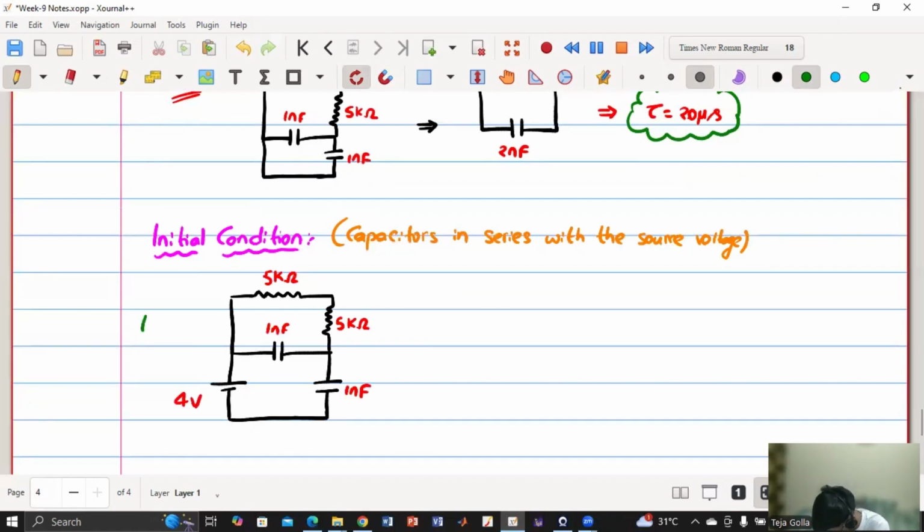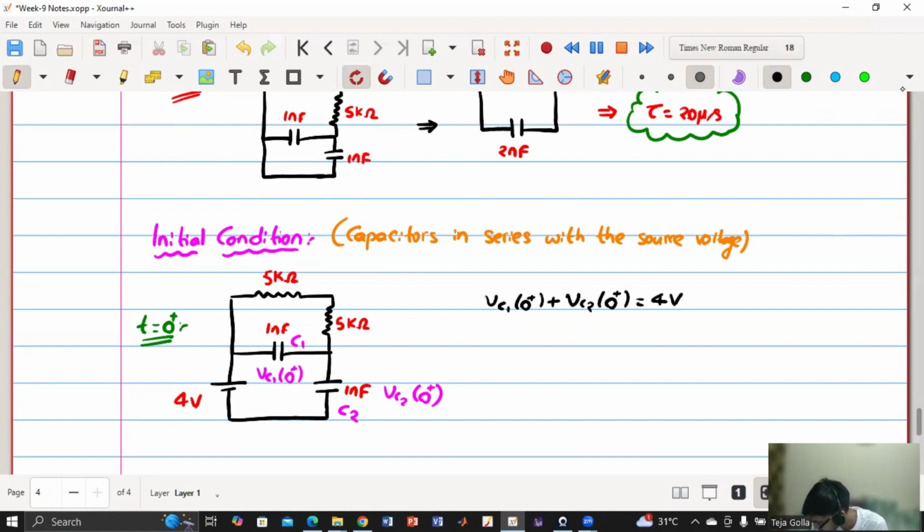So now I have considered the case of t equals to just 0 plus. So what happens is, if you see, this is VC, so I'll call it C1, I'll call this C2, VC1 of 0 plus and VC2 of 0 plus. Okay, so whenever there are capacitors connected in series with the source voltage, right, just after connecting the power supply, the resistors will not come into picture because initially the current flowing through them is zero. So for calculating the VC of 0 plus, if you see, where is the issue coming from? VC1 of 0 plus plus VC2 of 0 plus is equals to 4 volt, right? So this is what my equation is saying. So VC1 and VC2 are not zero.